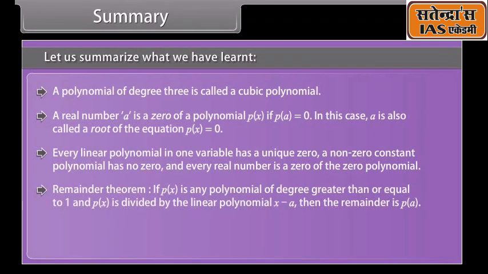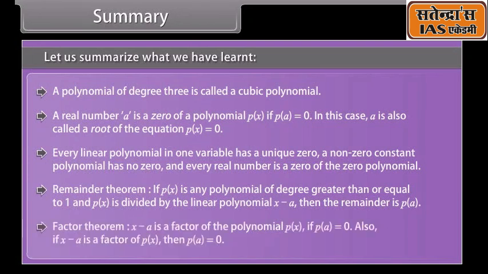Remainder theorem. If p(x) is any polynomial of degree greater than or equal to 1, and p(x) is divided by the linear polynomial x − a, then the remainder is p(a). Factor theorem. x − a is a factor of the polynomial p(x) if p(a) = 0. Also, if x − a is a factor of p(x), then p(a) = 0.